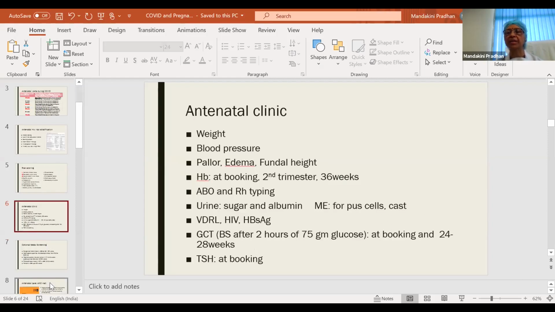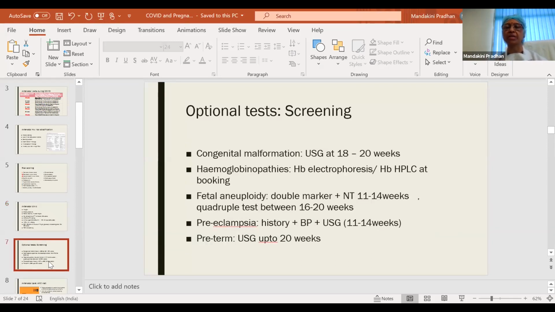Coming to the antenatal clinic of a low risk non-COVID patient, where you do not know the COVID status of this patient, you need to see her. Government says you have to see her, and your conscience says you have to see her. What you can do is check weight and blood pressure, and examine the mother for pallor, edema, and fundal height. Investigation wise, hemoglobin at the time of booking, in the second trimester, and just before delivery. You need an ABO Rh blood group report, urine routine microscopy, and the routine tests advised at the booking period. These are the minimum investigations to be asked for during pregnancy.